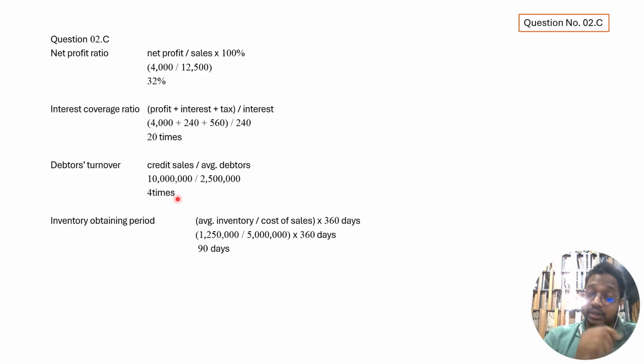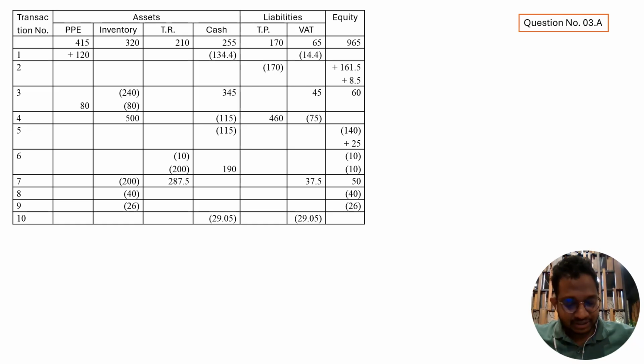Before that, you can find out the inventory turnover by dividing cost of sales by the average inventories. And then you can find out the inventory holding period by dividing 360 days by the inventory turnover. Right? Yes. Question number 3A is about the accounting equation, and I like this question.